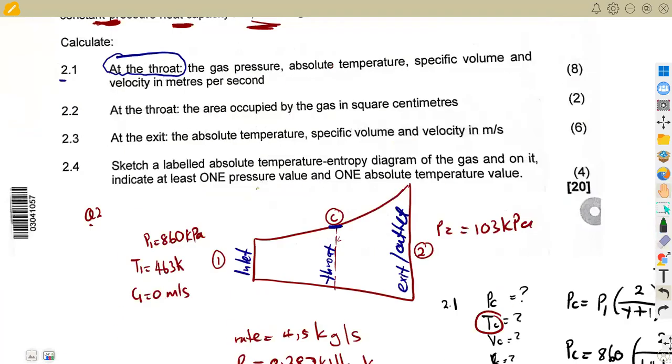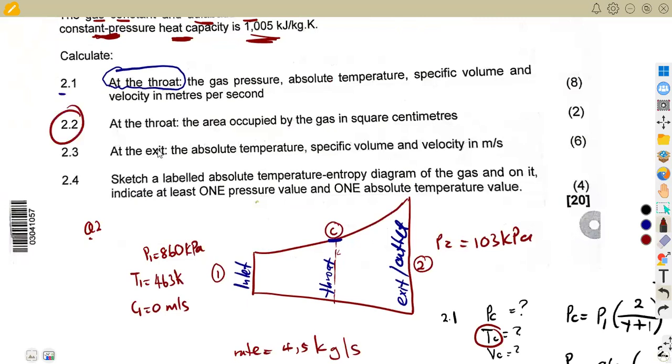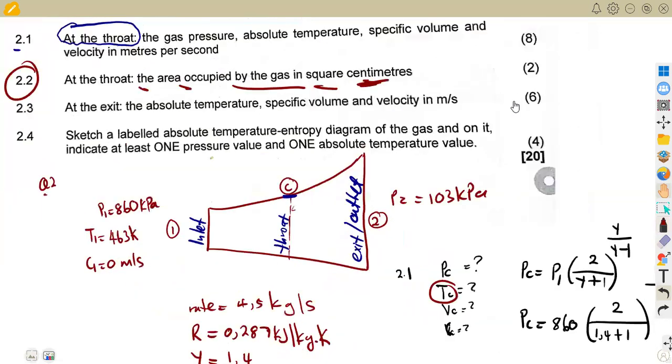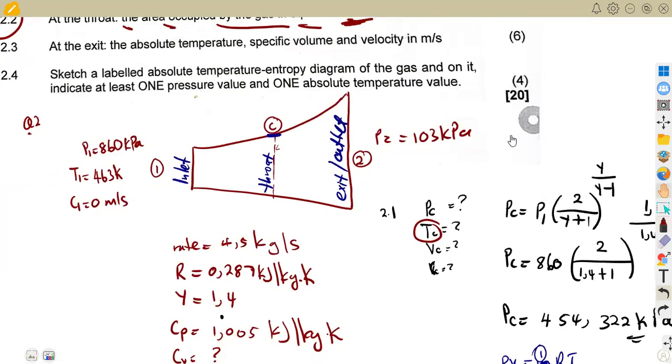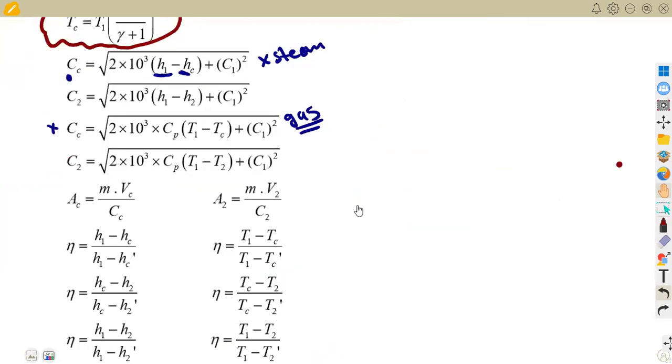As you can see, it was just direct formulas given. Then at the throat, they are now saying, calculate the area occupied by the gas in square centimeters. Take note, in square centimeters, the area that is occupied at the throat. Also, the formula for this is given. They gave you everything, guys, so that is an advantage. Here, there is the area at the throat, given by this formula. So let us take that formula into consideration.